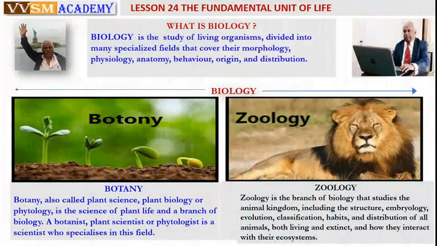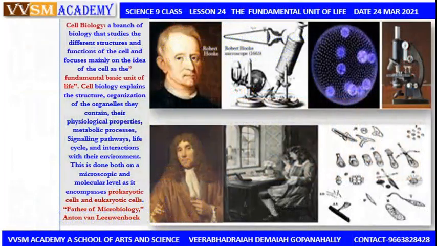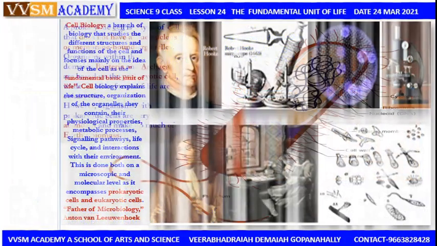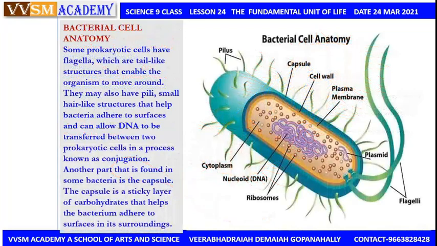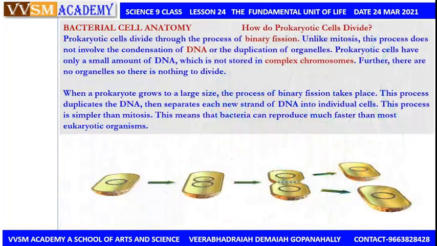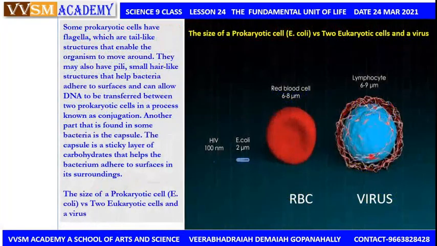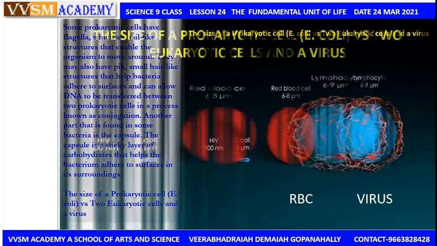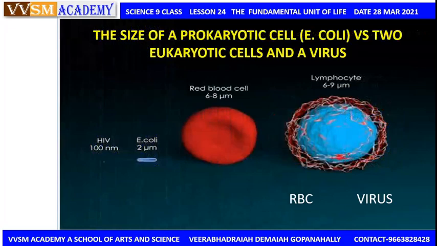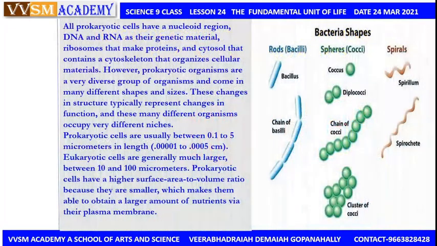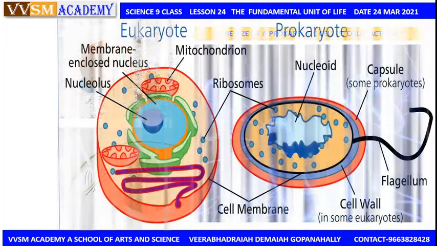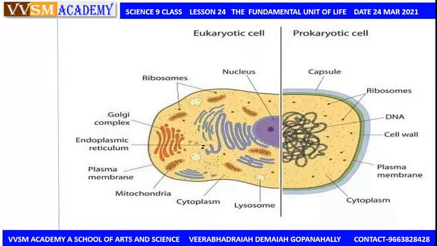Certain things, biological classes: what is biology and what are the branches of biology, botany and zoology. Cell biology is a branch of biology that studies the different structures and functions. We have discussed Robert Hooke and different organisms, prokaryotic and eukaryotic cells in our previous classes, the size of the prokaryotic cell, then bacteria, shape and all those things we have studied in the previous classes.